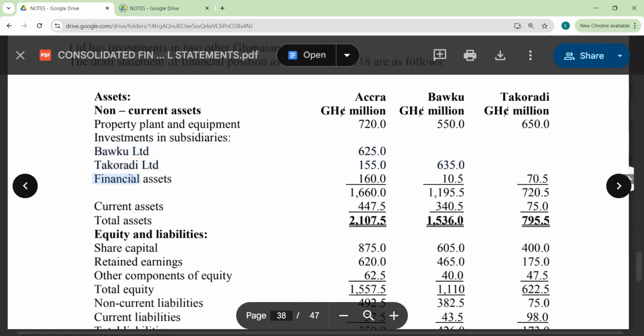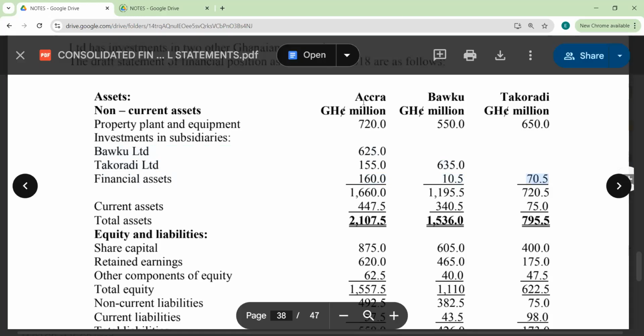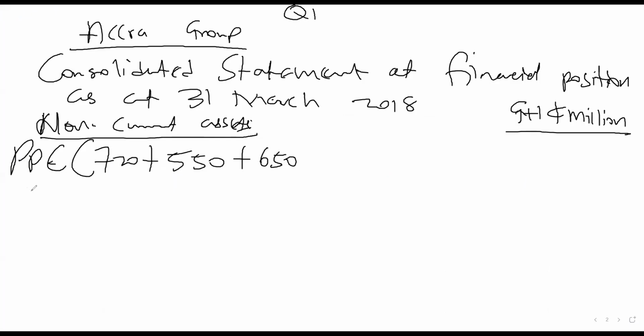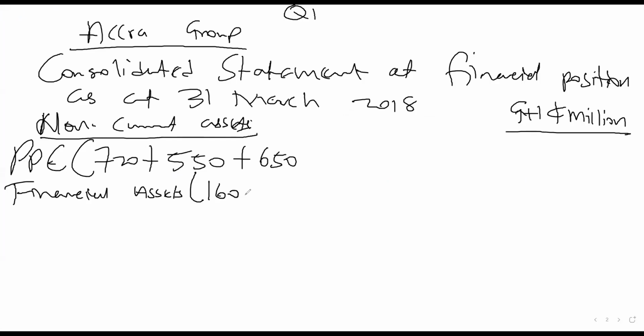Now consolidate the financial assets: 160, 10.5, and 70.5. Financial assets. You open your brackets. What are the figures? 160, 10.5 plus 70.5. Leave it.